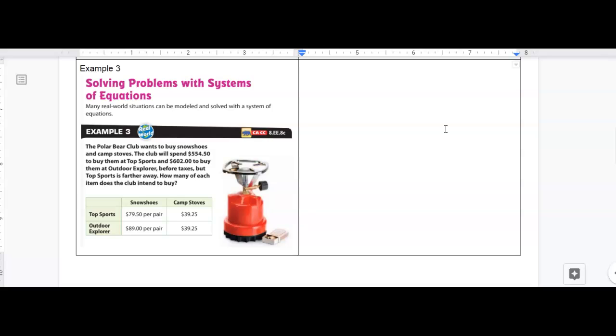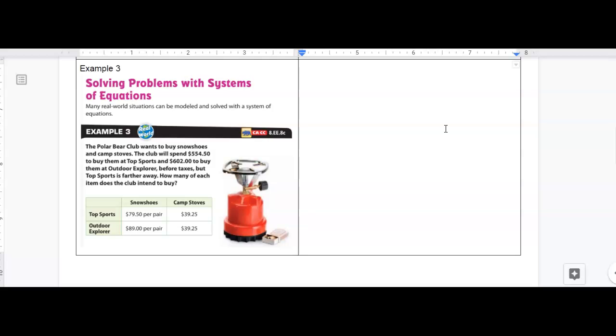So for this example, the Polar Bear Club wants to buy snowshoes and camp stoves. The club will spend $554.50 to buy them at Top Sports and $602 to buy them at Outdoor Explorer before taxes. But Top Sports is farther away. How many of each item does the club intend to buy?